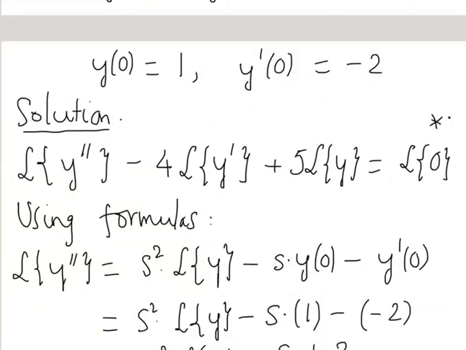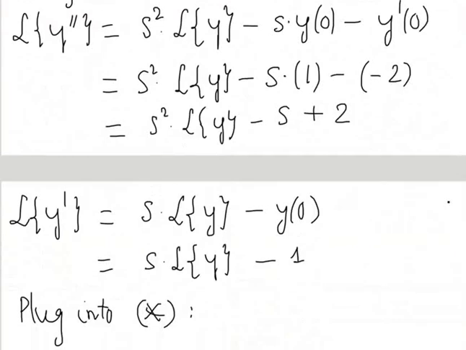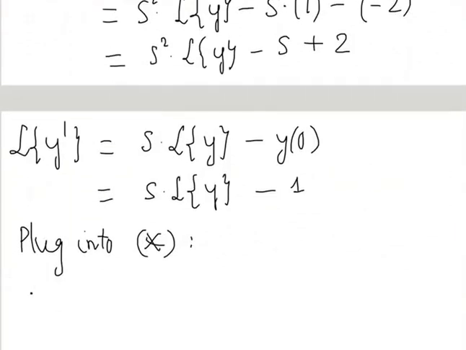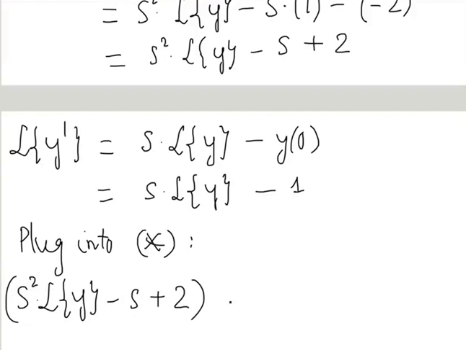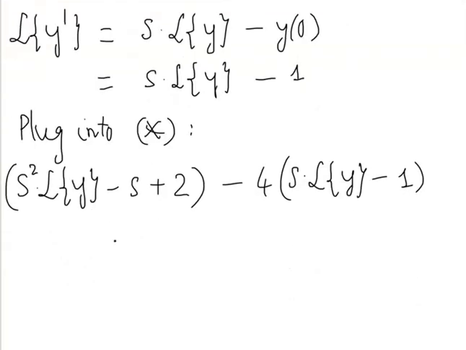I didn't mention Laplace transform of 0 as before, it's 0. We have Laplace transform of the second derivative, so s squared Laplace transform of y minus s plus 2, minus 4 times in parentheses s times Laplace transform of y minus 1, plus 5 Laplace transform of y equal to 0.